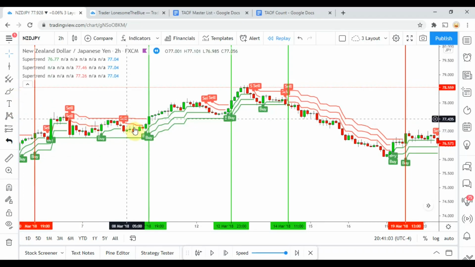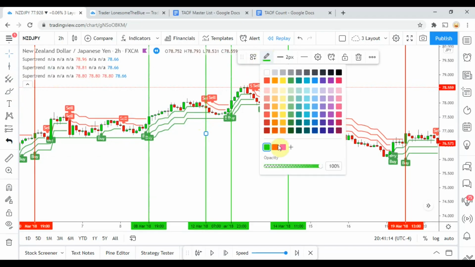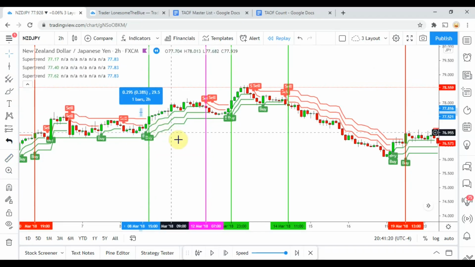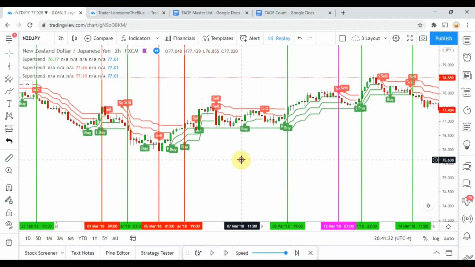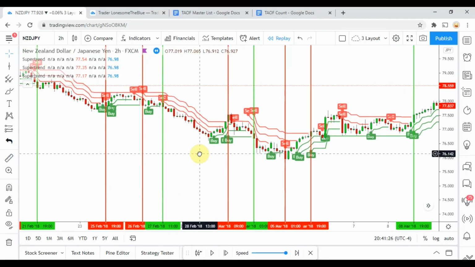So for example, right here, if you look at this entry that we took off this candle, we would have exited this trade right about there. So that's an example of a trade where we would have gotten about 30 pips. That's not too bad actually. Let's see if I can find another one.